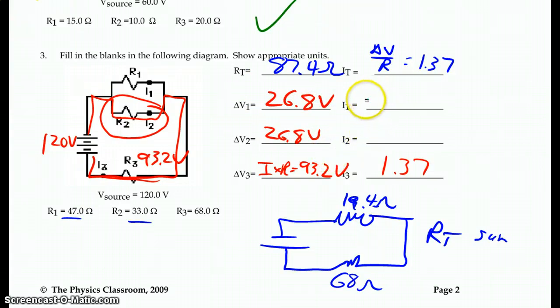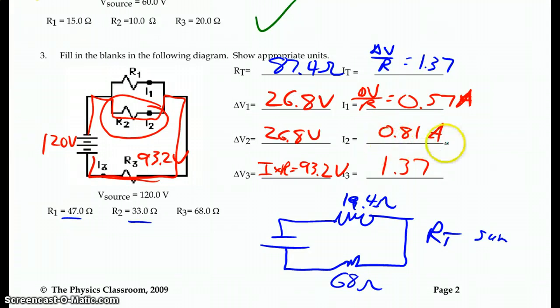Now we can go ahead and solve for the individual currents. Again, I is equal to delta V divided by R. So 26.8 divided by the resistor value for R1, which is 47, gives us 0.57 amps. And then I2 is going to be the same potential difference, 26.8, divided by its resistance, which is 33, and that's 0.81 amps.